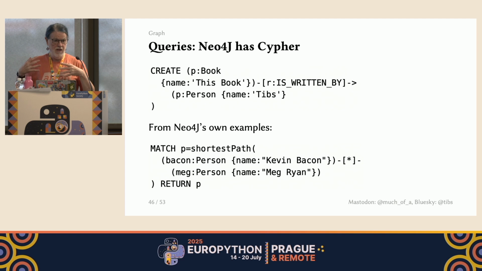So it has its own language for talking to it called Cypher, which is rather nice. The top one is creating a book object node with the name this book, and it's written by the person whose name is Tibs. And from their own examples, this is finding the Kevin Bacon distance from Kevin Bacon to Meg Ryan using a database of movies. I love this because it's using shortest path, which is a function they provide, and it's saying I want the shortest path between Kevin Bacon, through this star operator says any amount of nodes, to Meg Ryan.